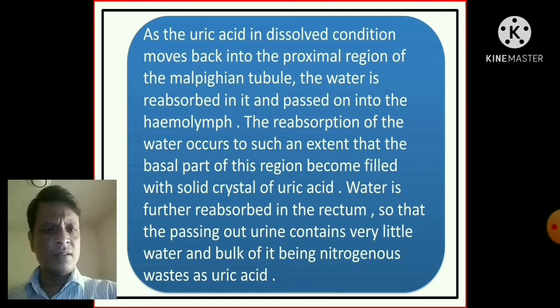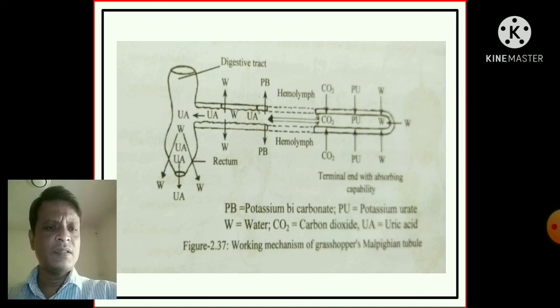Water is further reabsorbed in the rectum so that the passing out urine contains very little water and the bulk of it is nitrogenous waste as uric acid. We should draw the figure after describing the physiology of excretion of the grasshopper.